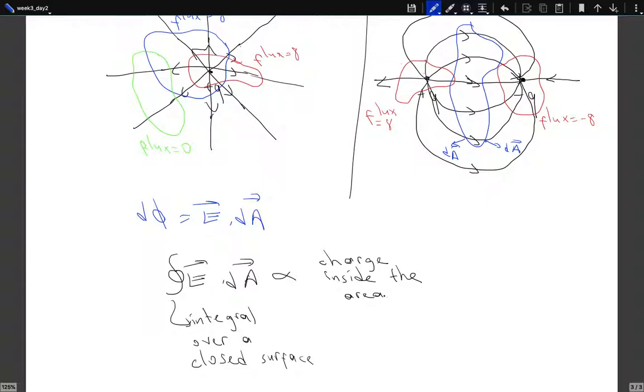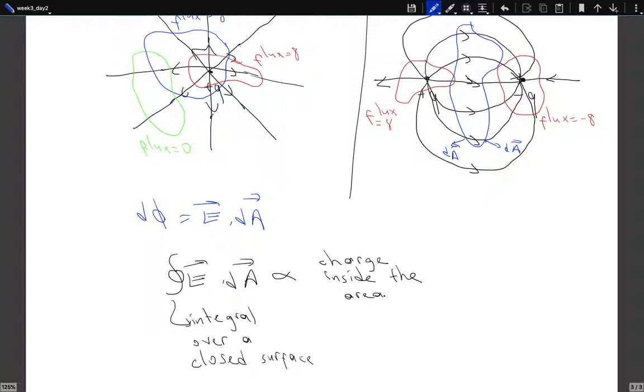So how do you define the inside? Well, it is the opposite direction of dA. So the choice you make for dA defines what you mean by the inside. And also this integral would be independent of the surface area. Whatever surface area you choose, as long as the charge inside the area is fixed, the value will be the same.